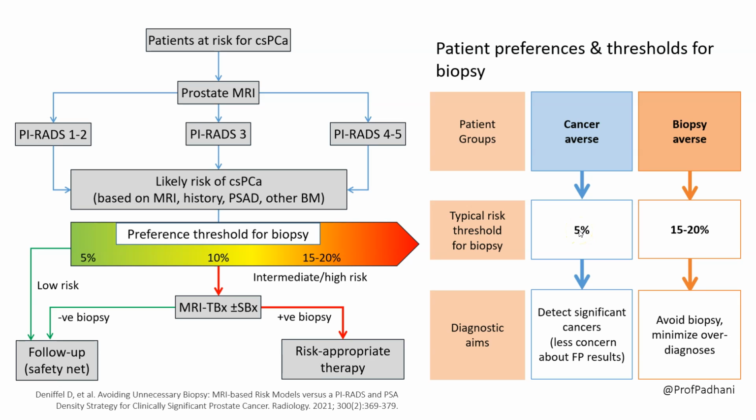On the other hand, there are patients who are biopsy averse. These are patients who have a low prevalence of clinically significant disease, such as in the screening setting. For these men, it's important to avoid a biopsy and minimize overdiagnosis. For these men, you may want to consider a much higher risk for biopsy. In other words, these men. So not only do we have to take into account MRI, the history, PSA density, and other biomarkers, but we also have to take into account patient preferences.